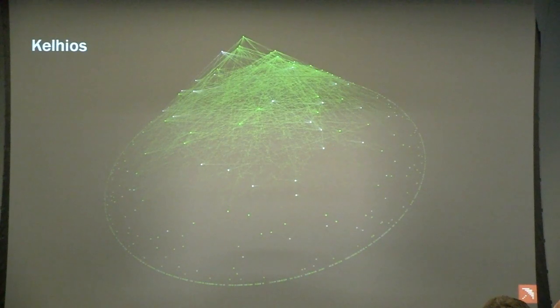And this is a great one. This is something called Kelios. This is the IPs of infected clients going to the proxies that go to the command and control. So the cone shape is really powerful in looking at relationships.